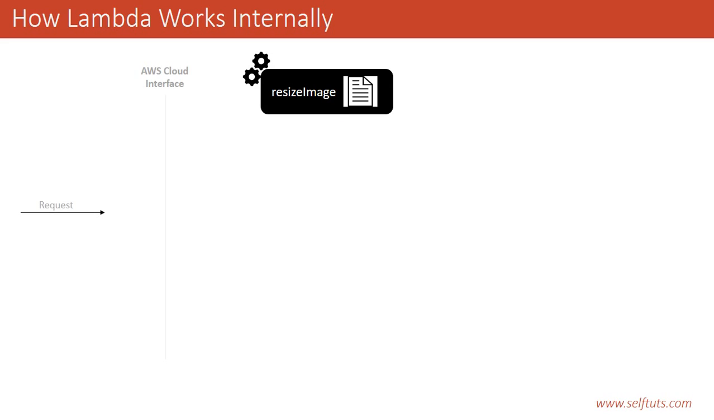Suppose the first request comes to the AWS cloud interface, which is targeting the resize image Lambda function. So what AWS Lambda will do is create a container with the code that you have written in this resize image Lambda function. All the code will be packed up and a container will be created which will handle the request that is coming from the client.